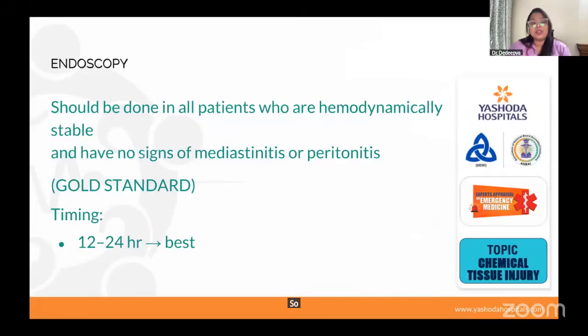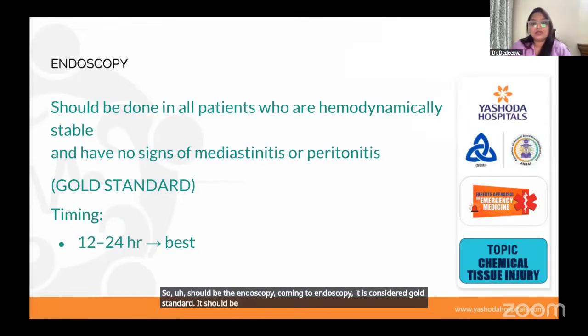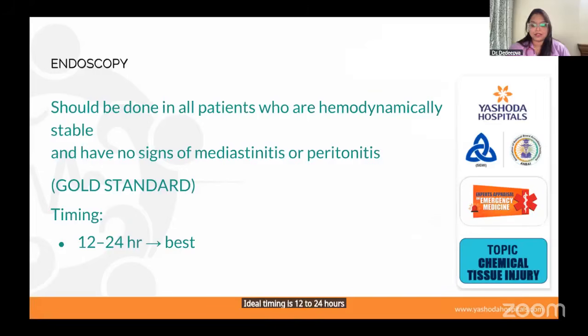Coming to endoscopy, it is considered the gold standard. It should be done in all patients who are hemodynamically stable and have no signs of mediastinitis or peritonitis. Ideal timing is 12 to 24 hours, which is the best period.